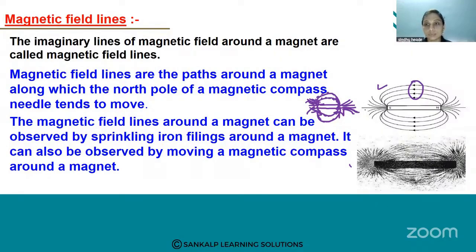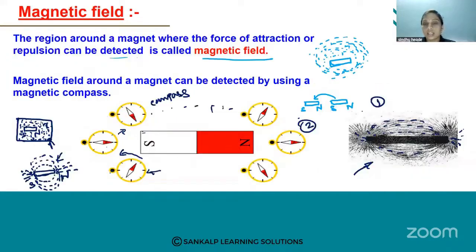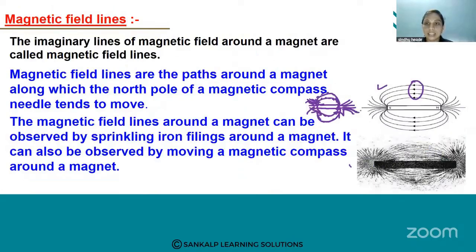What is magnetic field? Magnetic field is the region, some particular place, where the magnet feels some attraction or repulsion force. That particular region is called magnetic field. Okay. Then what are magnetic field lines? They are the imaginary lines of the magnetic field. That magnetic field forms some imaginary lines around the magnet. Those lines are called magnetic field lines.